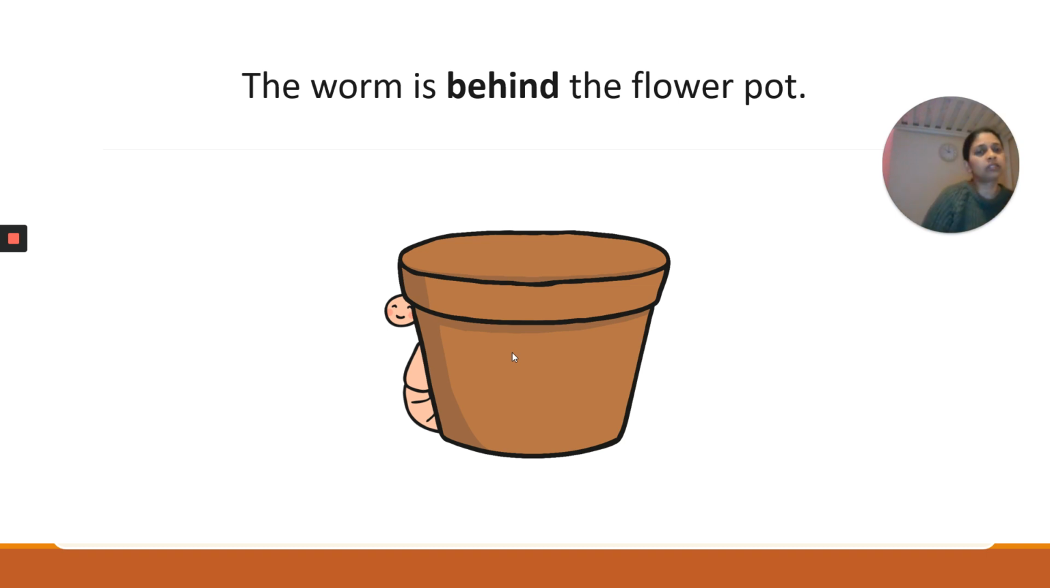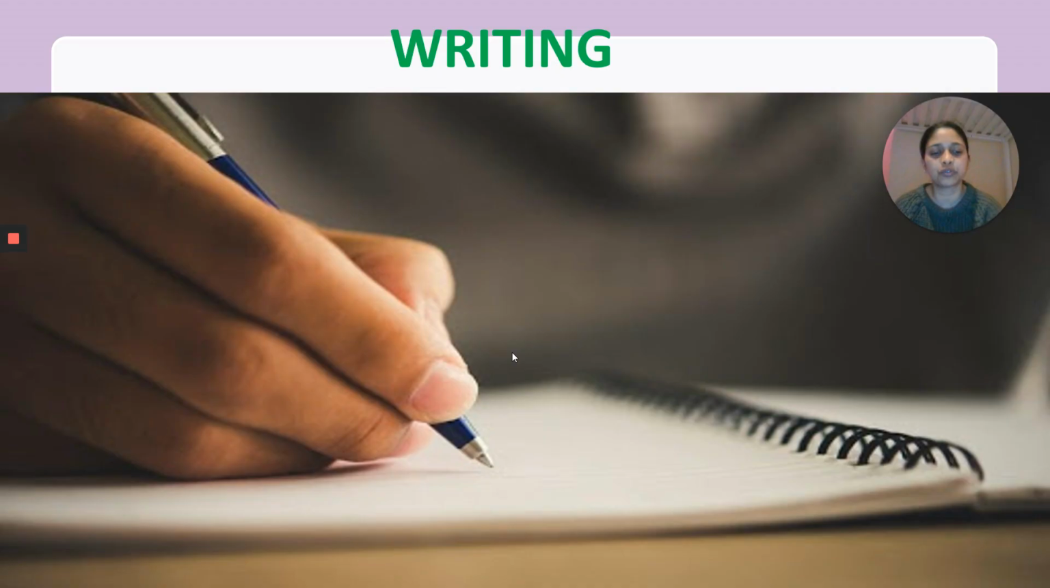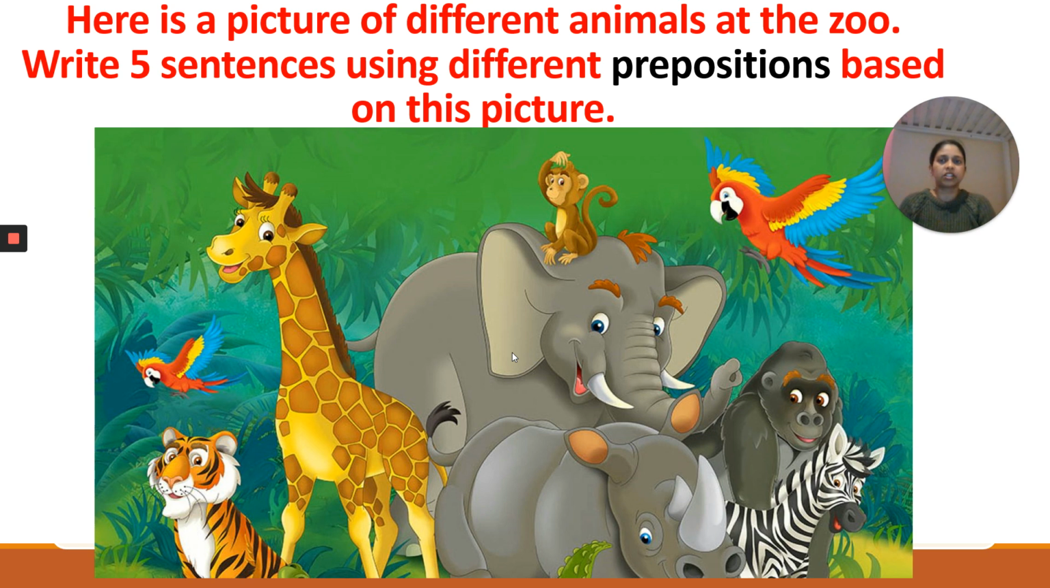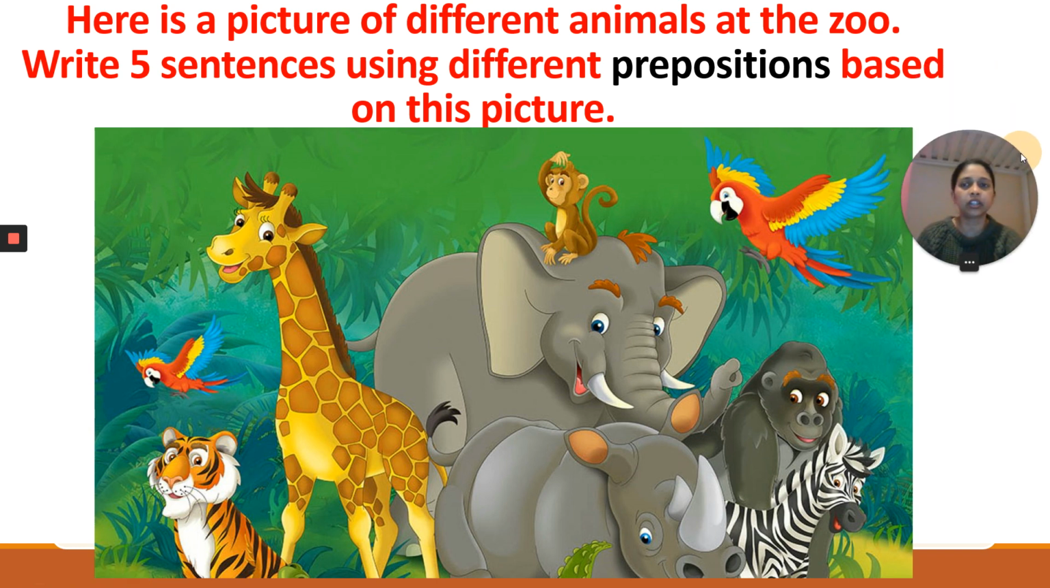So now comes your writing task to do with prepositions. For your writing task, okay, here is a picture of different animals at the zoo. Okay, if you have a look over here, this is a picture at the zoo. Now, what I want you to do is on your piece of paper where you've put your date and your LI, I would like you to write 5 sentences using different prepositions based on this picture.